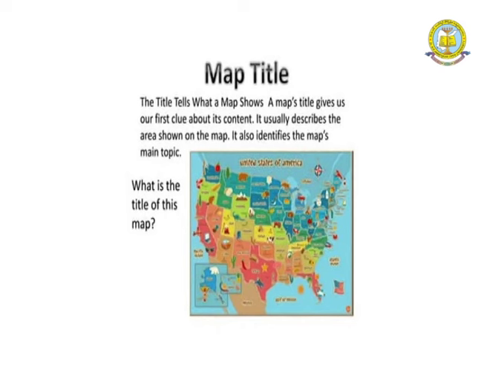Title, very important. By looking at the title, you should be able to make out which area it is covering. Now, typically this is an American map which is being shown to you. So, it shows you that it covers the area of America. By seeing the title, you can so easily know which area it is covering. It could be an Indian map, it could be a Telangana map, it could be a Hyderabad map.